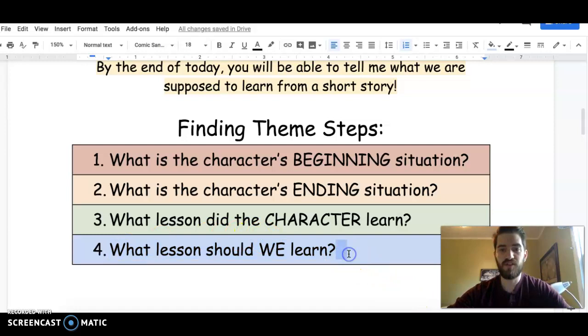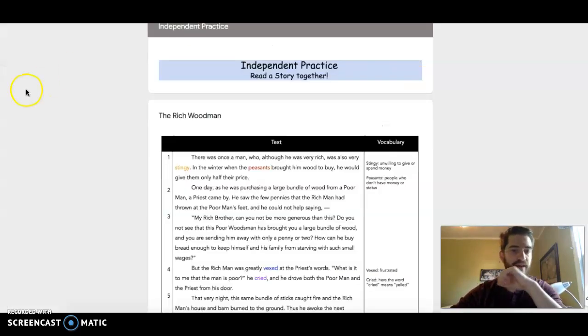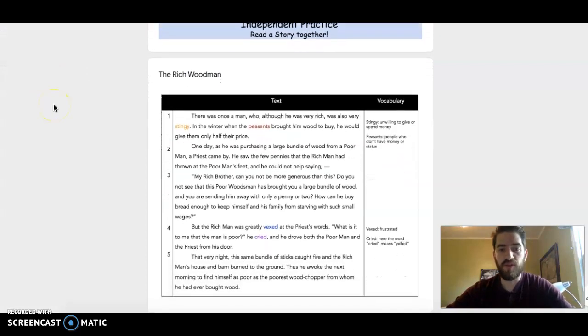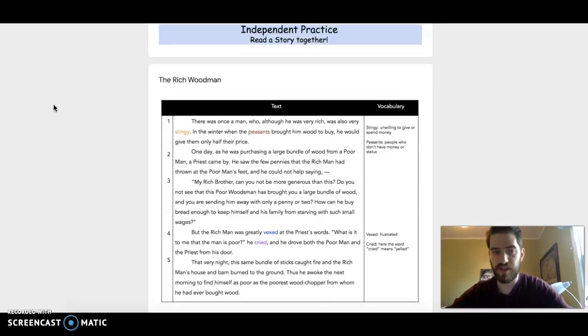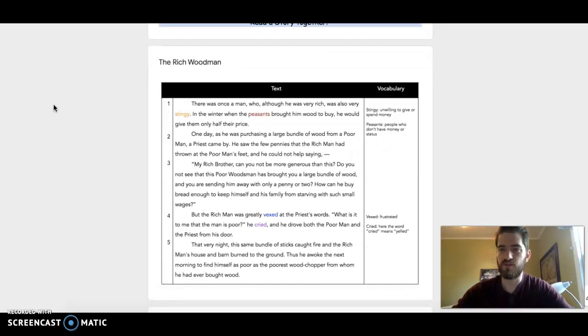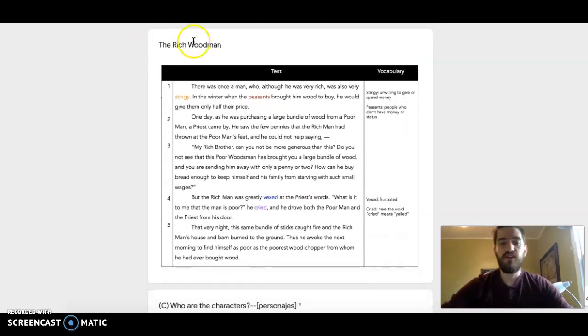All right, let's take a look at the passage we're reading today. The passage is called The Rich Woodman. So when you're done with this video, you're going to go a couple of pages ahead and you'll see this text. I'll make sure to put the video there as well so that you can watch it again if you need help. This says, The Rich Woodman.